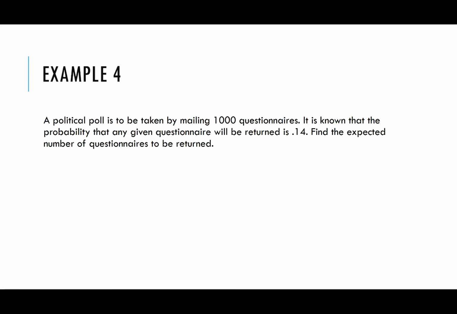So let's say a political poll is to be taken by mailing 1,000 questionnaires. So 1,000 is our trial number. We're sending out 1,000 questionnaires. So 1,000 is our n value. It is known that the probability of any given questionnaire being returned is 0.14. So 0.14 is our p-value. It's our expected return rate, right? 14%. Probability of getting these back is 0.14, 14%.